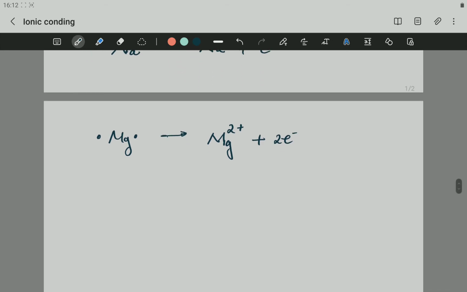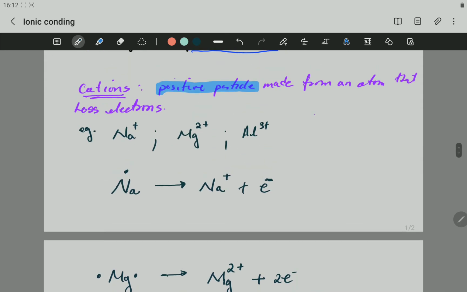Let's see another example, which is aluminium. The valence for aluminium is 3. If aluminium loses those 3 electrons, then it will become Al3+, because it loses 3 electrons. And then the 3 electrons must be represented as well. So this is the formation of the cation. Let's go to the formation of the anions.